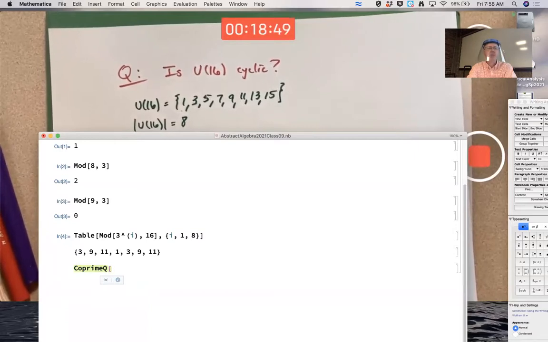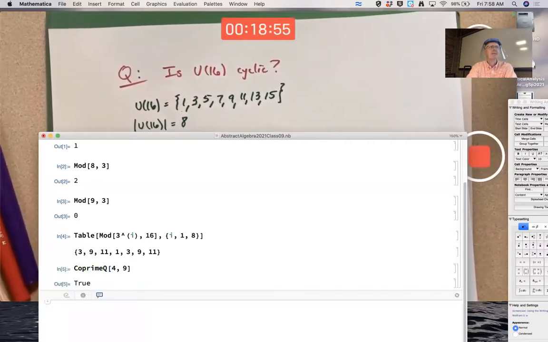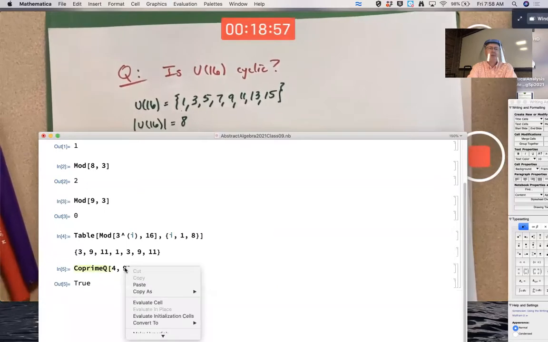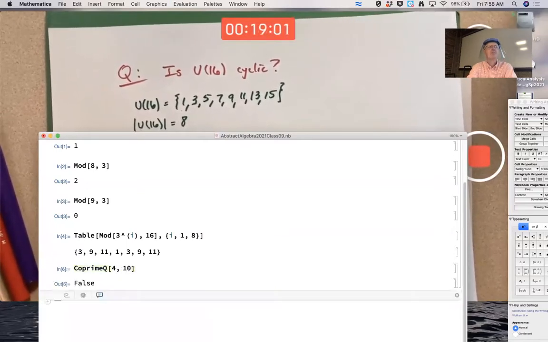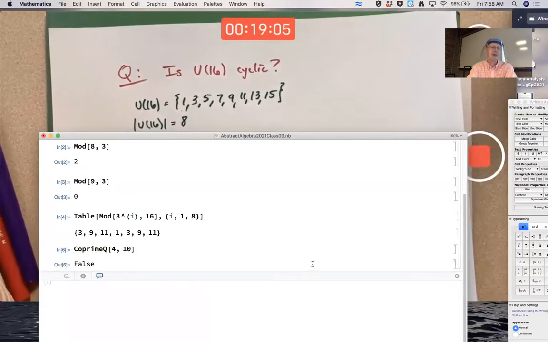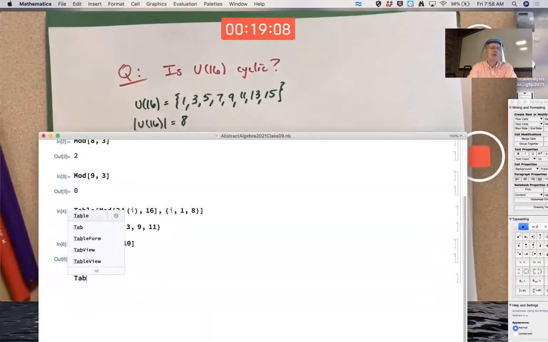So for example, 4 and 9 are relatively prime. This should return true. 4 and 10 are not relatively prime. This should return false. So I could combine that with the table command.